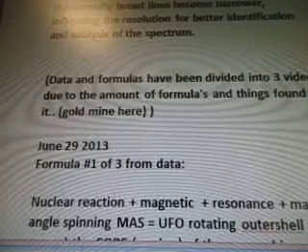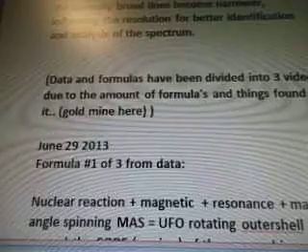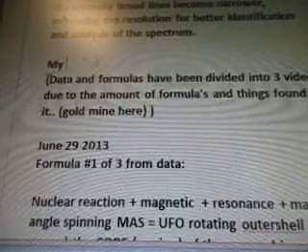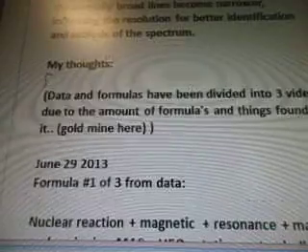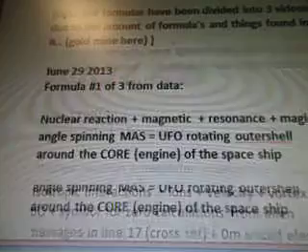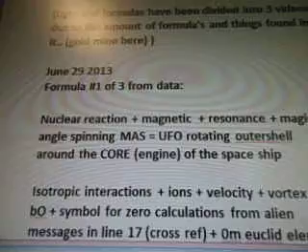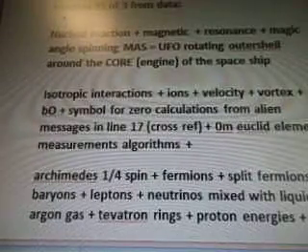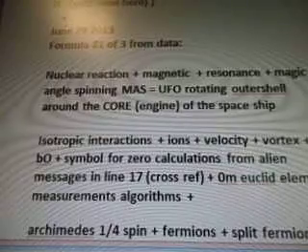Data and formulas have been divided into 3 videos due to the amount of formulas and things found in a gold mine here. It's a gold mine because it talks about the rotation of the ship. And there's a lot of stuff we can use. Sorry. Formula number 1 is the data. Ooh, this is long. Okay, so we have nuclear reaction.